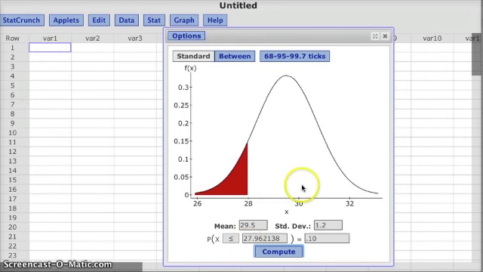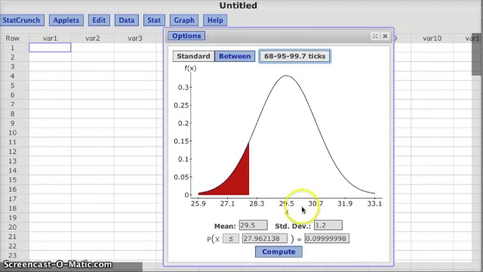Okay, always look at the picture to make sure you have the right part shaded for what you're trying to find. If you don't, then you may need to change this right here. Okay, if you're using this where you're filling in the percent, you can't use between. You have to always either know the part to the left or to the right. Okay, and again, this button here just makes it so you can actually see it divided up by standard deviations.